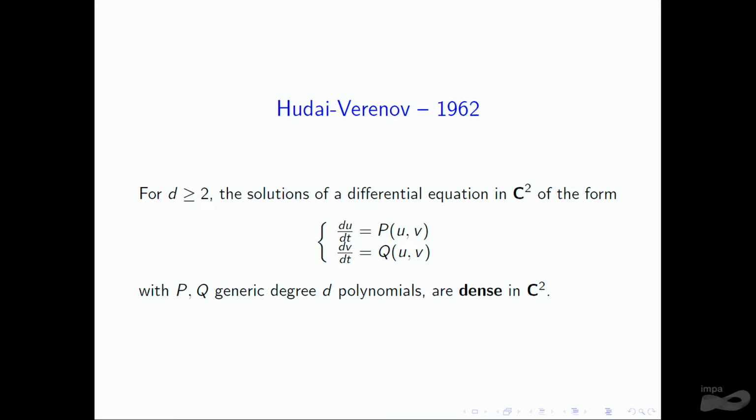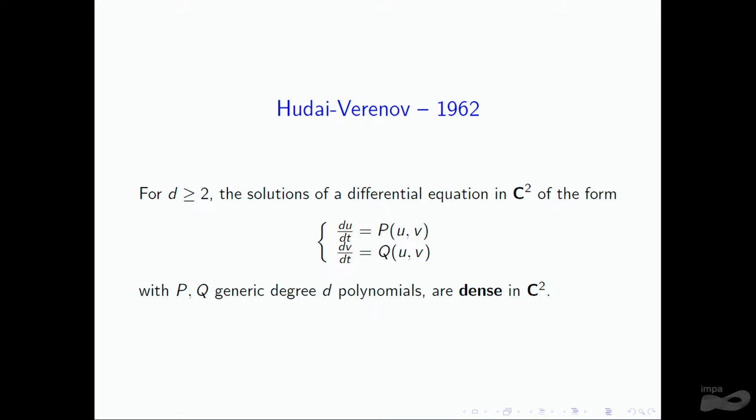What he did is that he considered polynomial differential equations, as in the Poincaré-Bendixson theorem, but here the differential equation is considered in the holomorphic sense. So t is a complex time. The solutions of this differential equation are immersed complex curves in C2. And what he proves is that these integral curves are dense when P and Q are chosen generically as degree d polynomials.